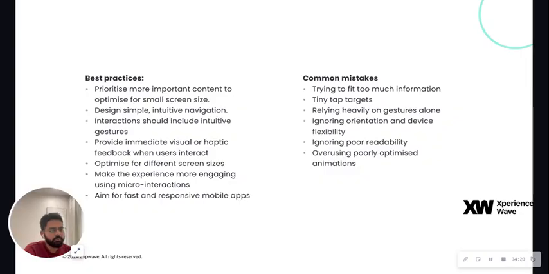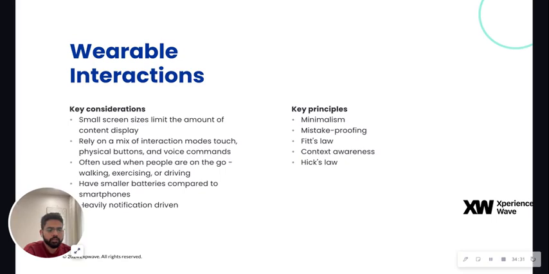Do not make it difficult to read in various light conditions. And overusing poorly optimized animations that will slow down the app and drain battery life is also a common mistake that you see with respect to smartphone interactions.